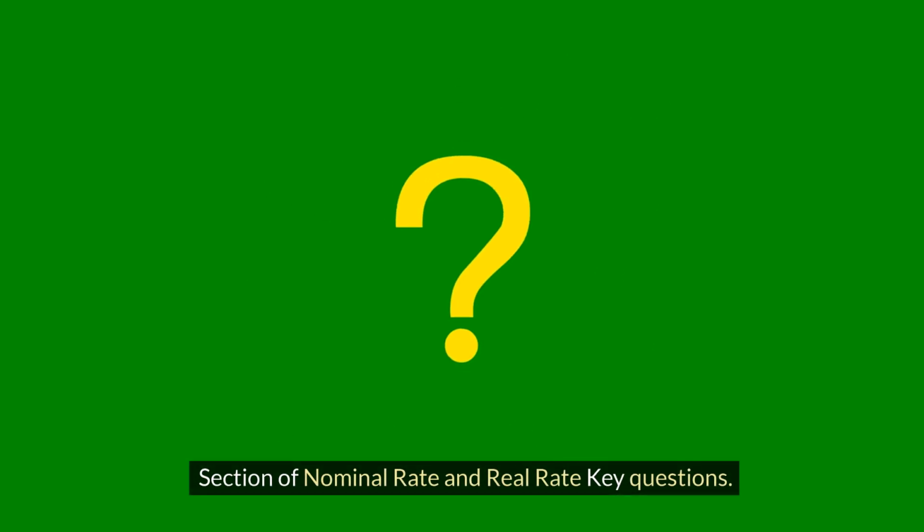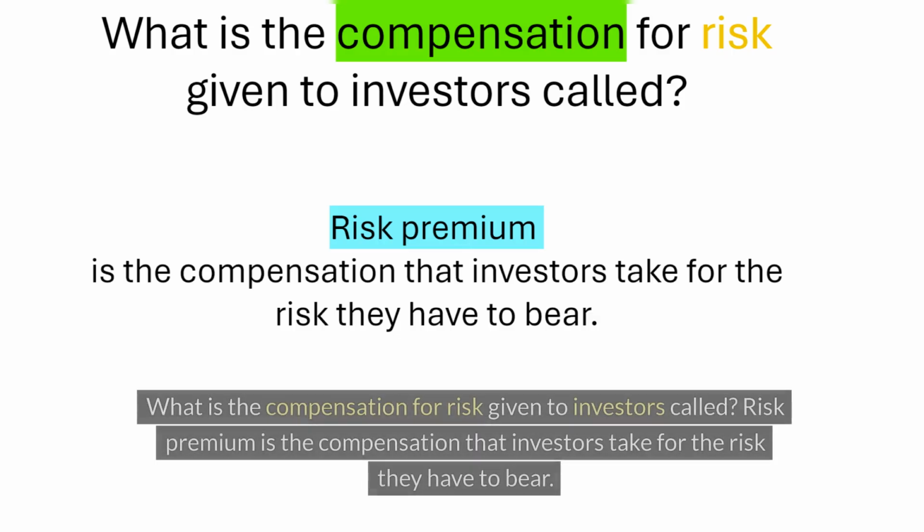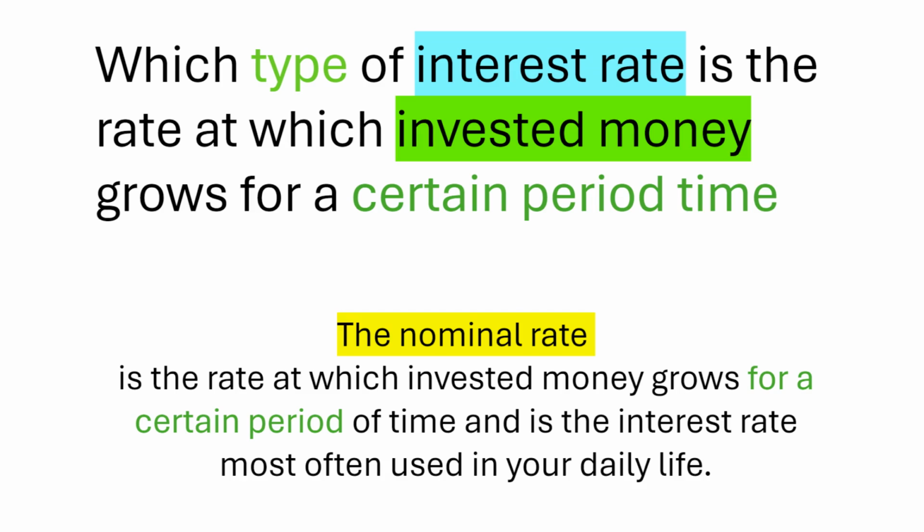Section on nominal rate and real rate key questions. What is the compensation for risk given to investors called? Risk premium is the compensation that investors take for the risk they have to bear. Which type of interest rate is the rate at which invested money grows for a certain period of time? The nominal rate is the rate at which invested money grows for a certain period of time, and is the interest rate most often used in your daily life.